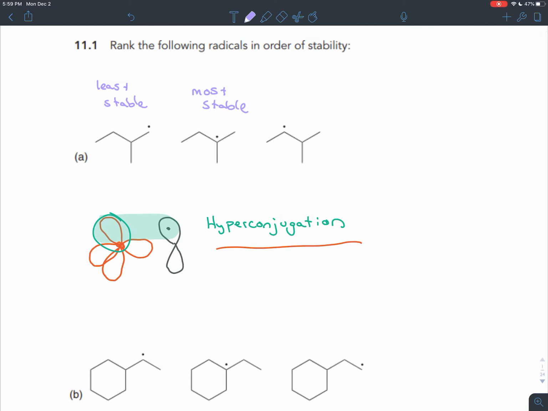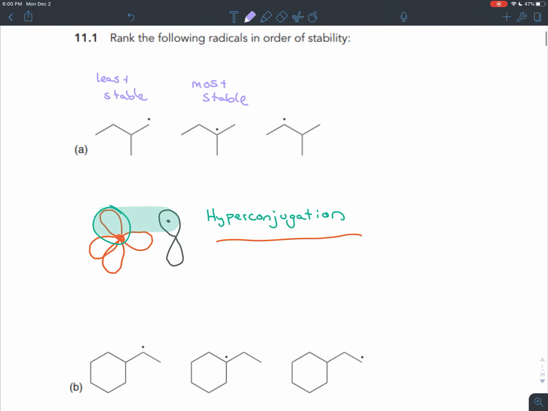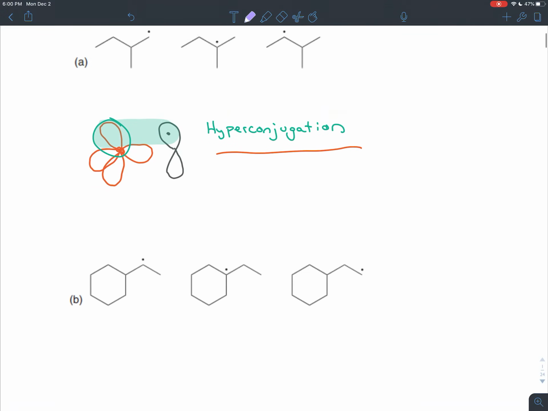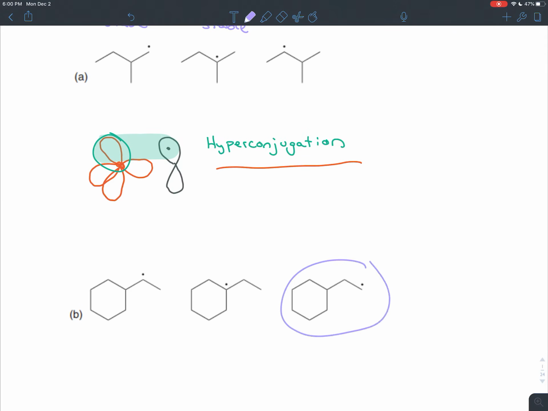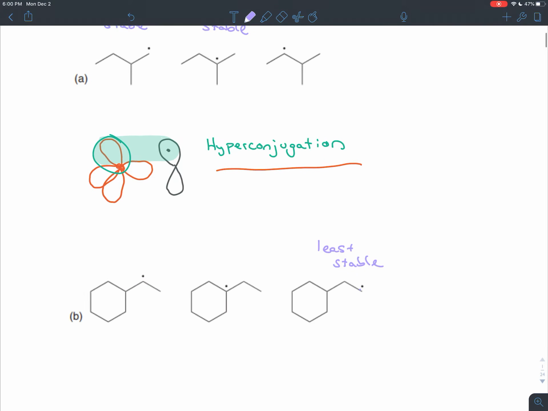Just like with carbocations, the only thing more stable than a tertiary radical is an allylic radical. So we can apply this thinking to B. Here again, you see that this radical on the right, the carbon that has the unpaired electron on it, is only bonded to one other carbon. That's primary, that is the least stable of these. The next one on the left, the carbon that has that radical on it is bonded to two other carbons. So it is in between.